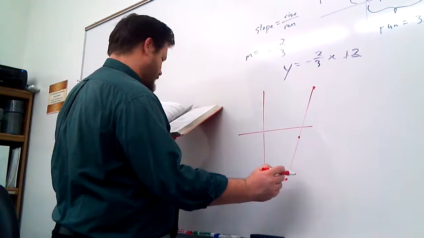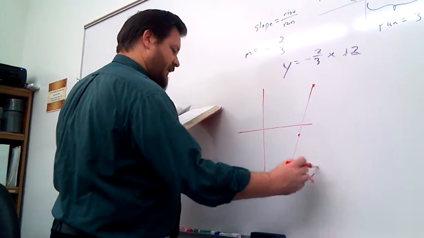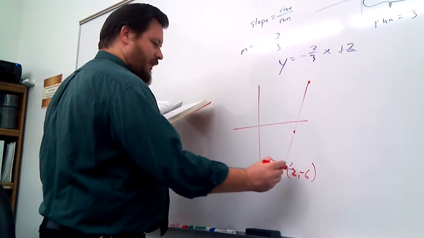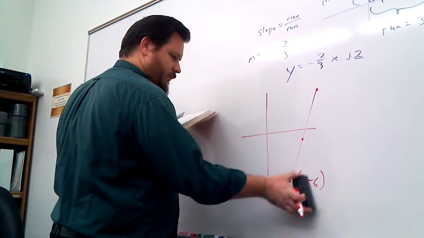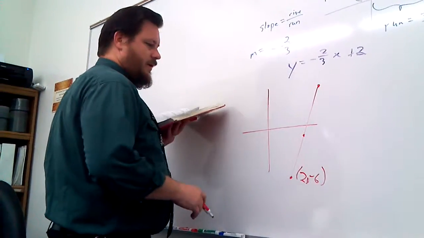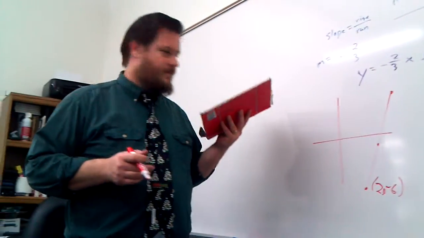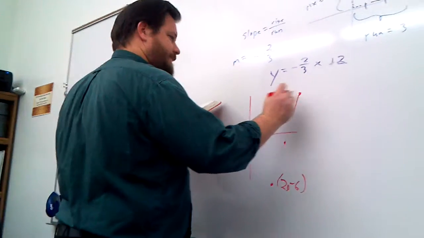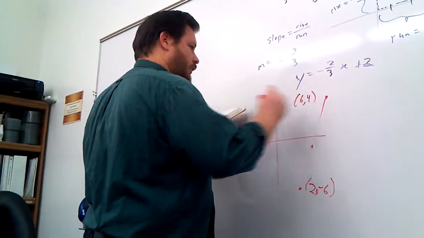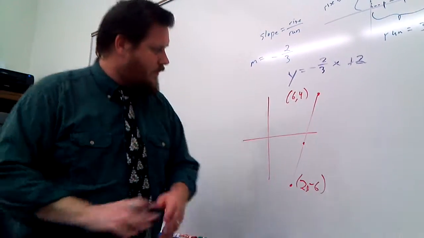Negative 6, 2. Except the 2 is on the x, and we need to write the 2 first. That's a 2. Alright. So that's this point here. We need one of the other 2. The top one. What are the coordinates of that one? 6, 4. Okay, so now we have 2 points.